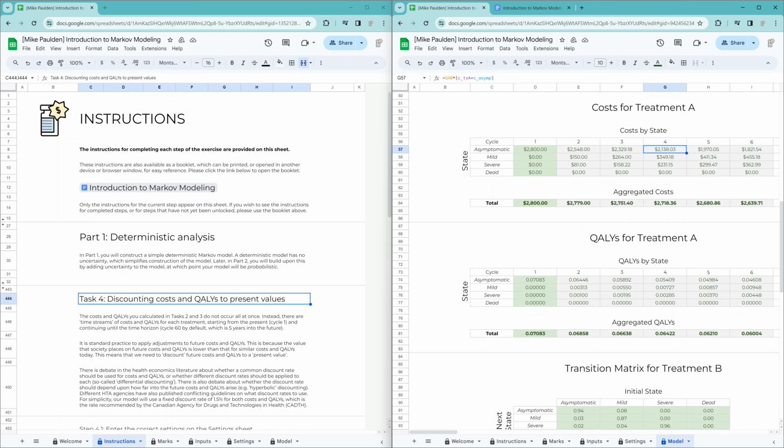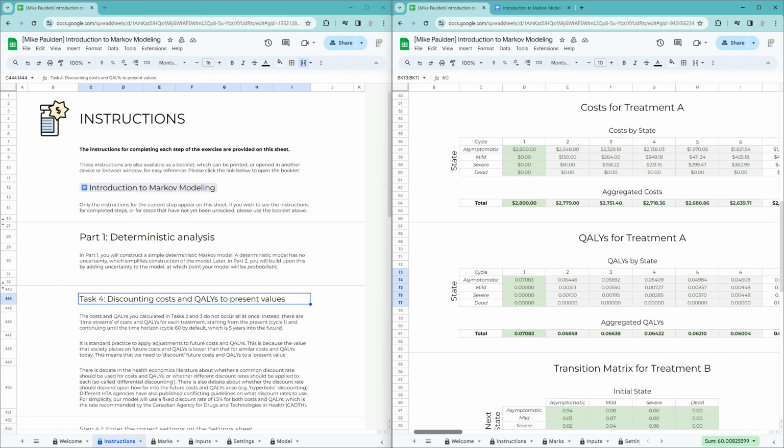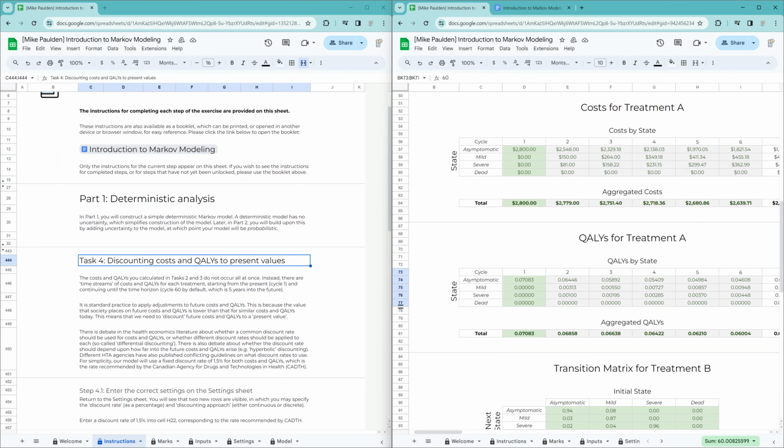And the same applies to qualies. So not all of the qualies arise in the present time period. Some of them are the next month or the month after. And some of the qualies arise years from now. And these qualies that arise 5 years from now, again, they're not given the same value as qualies that arise this cycle or the next cycle. So it's common practice to discount both the costs and the qualies. And so that's the purpose of this step, to apply discounting to both the costs and the qualies.